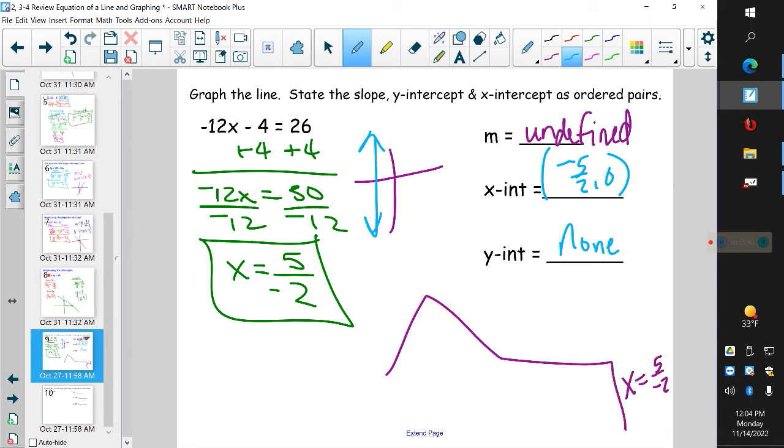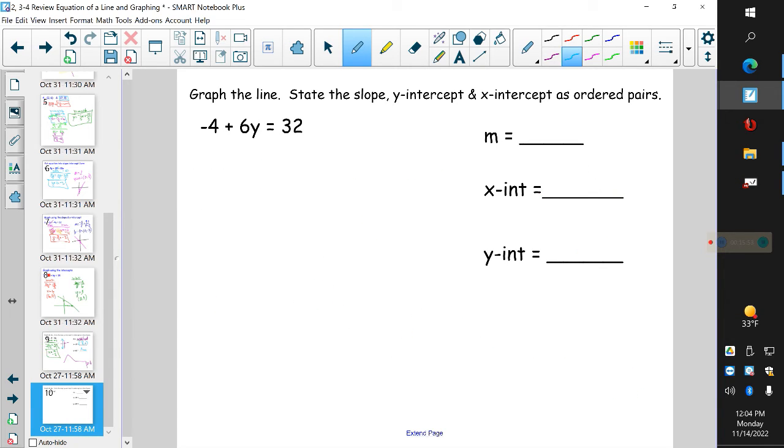Yes? And we talked about this a lot too whenever we did x and y intercepts, did we not? So you need to make sure you're being very, very careful. This picture right here is super important. Let's do it again. Graph the line, state the slope, y-intercept, and x-intercept as ordered pairs.